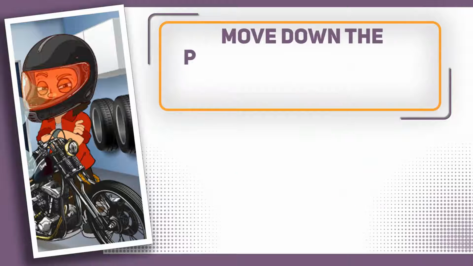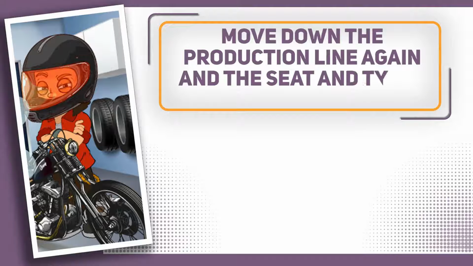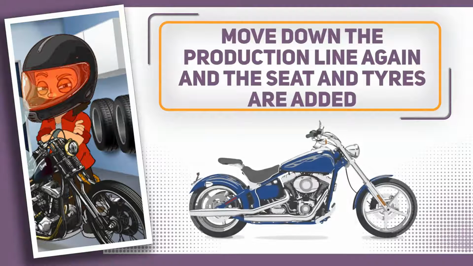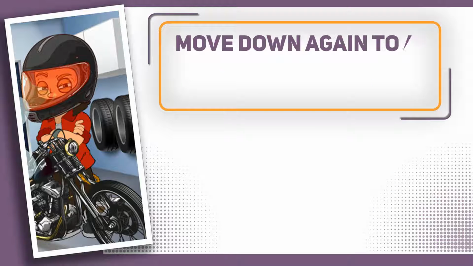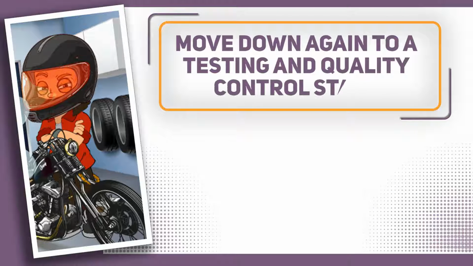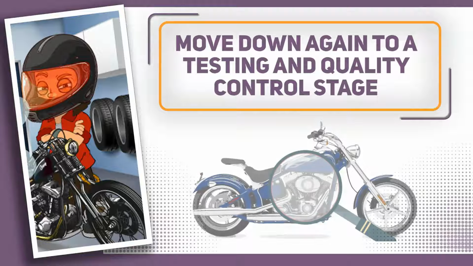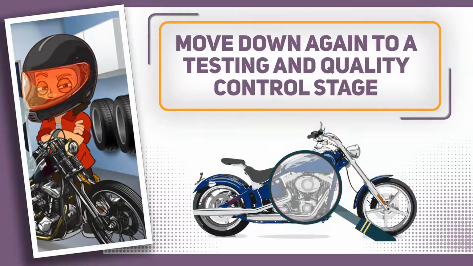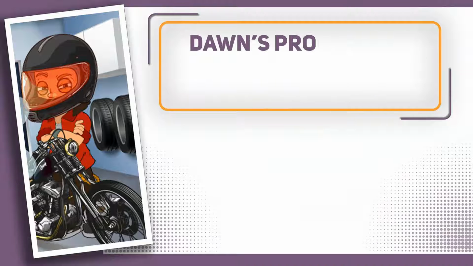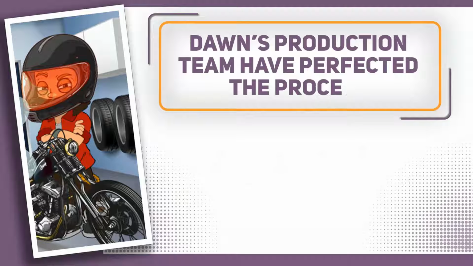They then move down the production line again, and the seats and tyres are added. After this, they then move down again to a testing and quality control stage where they are thoroughly inspected. And finally, the finished bikes are parked neatly in a large shipping container ready to be sent to showrooms across the globe.